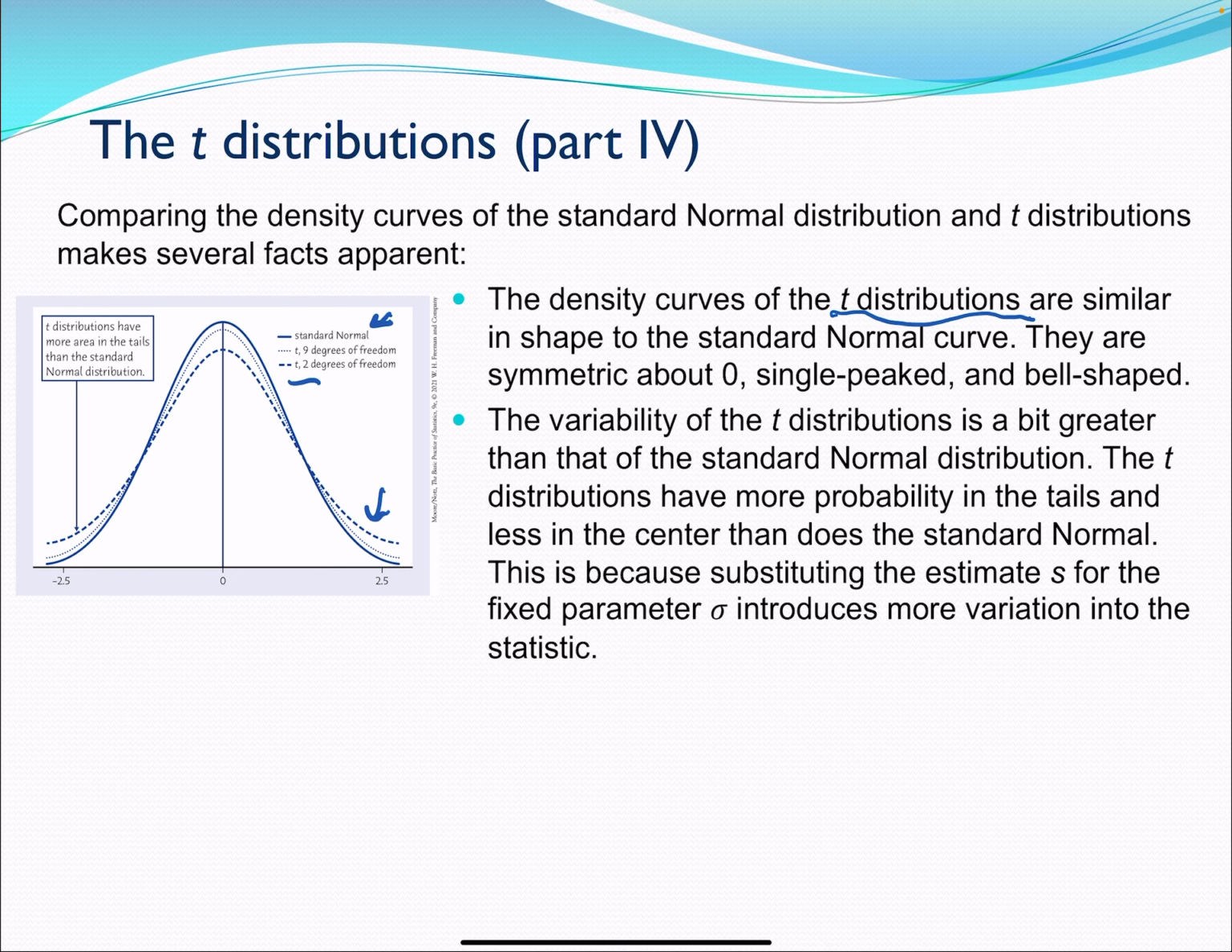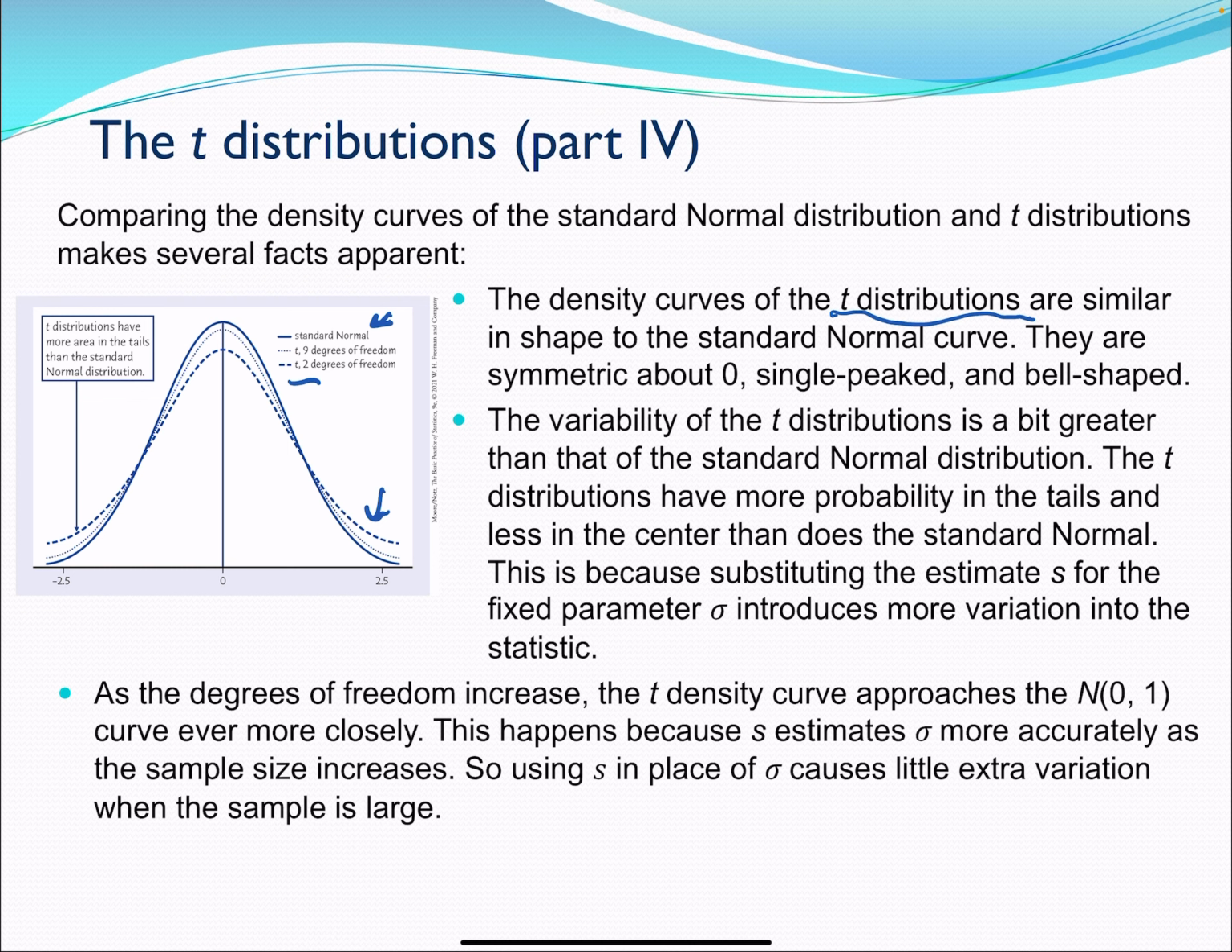And this is because substituting the estimate s for sigma introduces more variation, because we don't actually know sigma. As the degrees of freedom increase, our t-density curve approaches the normal distribution. This happens because s is a more accurate estimate of the standard deviation of our population and causes little extra variation when our sample is large.